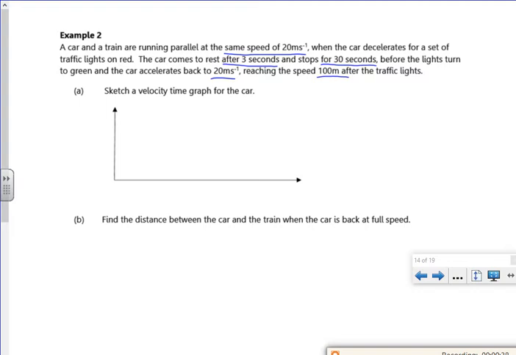Right. Sketch it. Sketch for the car. So I've got my velocity in metres per second. It starts off at 20 and decelerates to zero in 3 seconds. You'd expect it to say decelerates at a constant rate, really. This isn't to scale. It stays for 30 seconds, so that's now going to be 33, and then it goes back up to 20. Time. Right then.